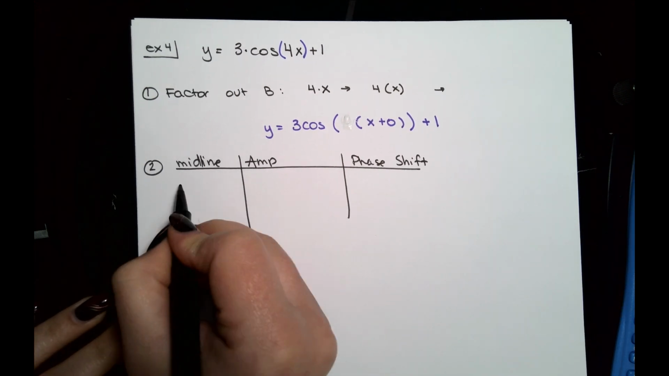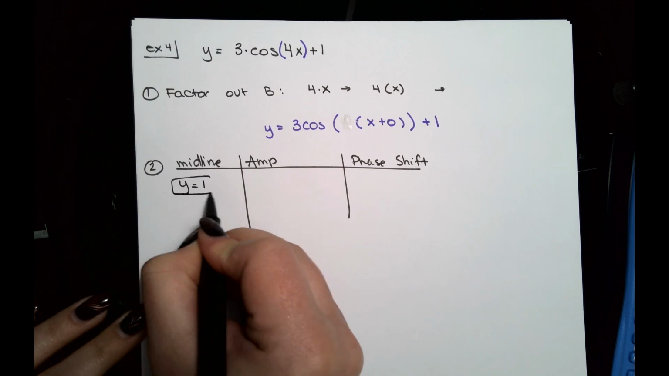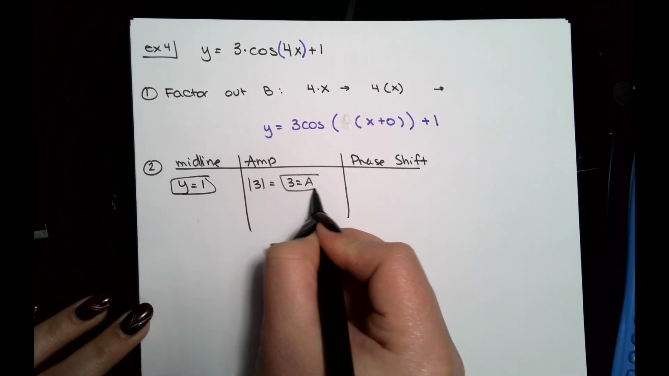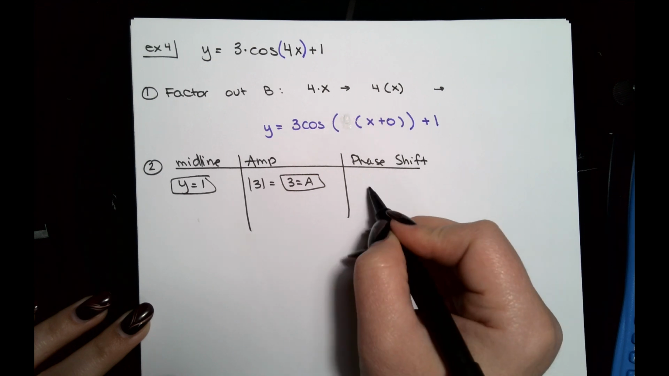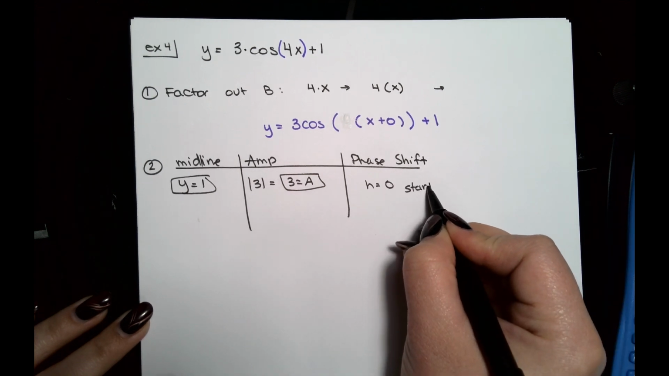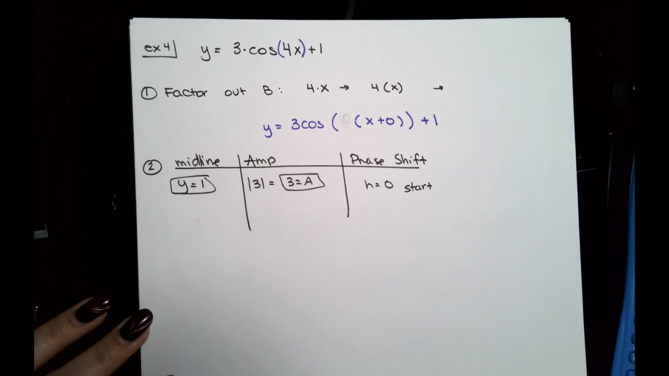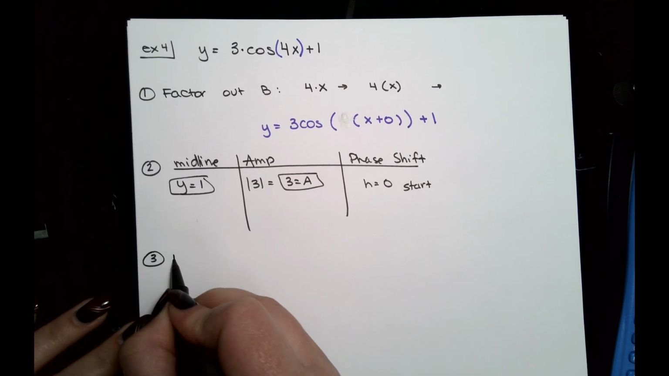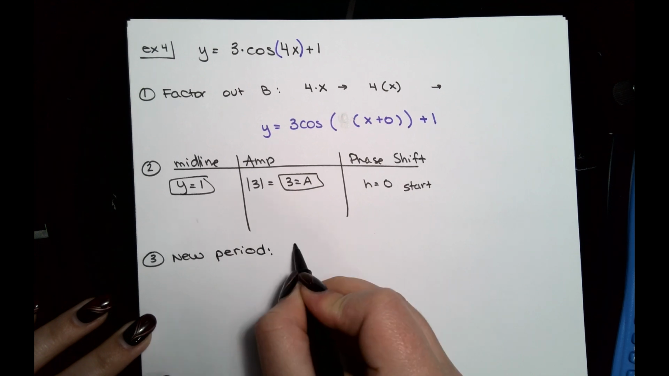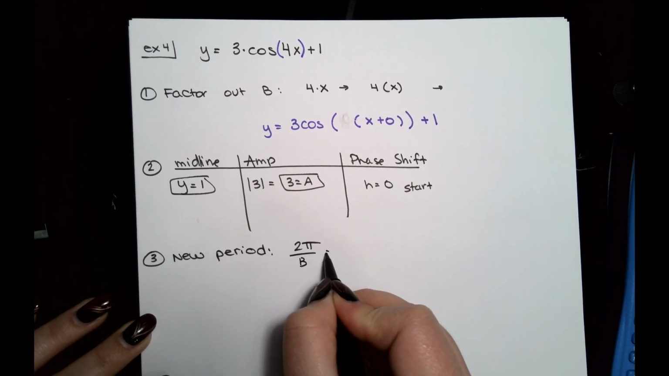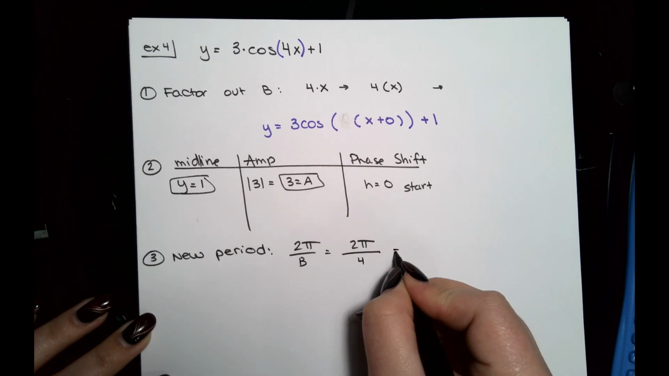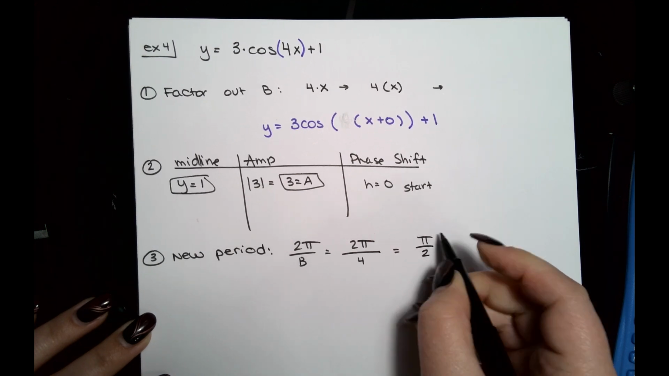Okay, so our midline, we have y equals 1. Our amplitude, we got absolute value of 3, which is just 3. And phase shift, again, we don't have anything, so h is 0. So this is still our start. We are starting at 0, so we still proceed with the same things we do. New period, same thing that we've done many times now, 2 pi over b. What's our b value? 4. So that means my period is pi halves.